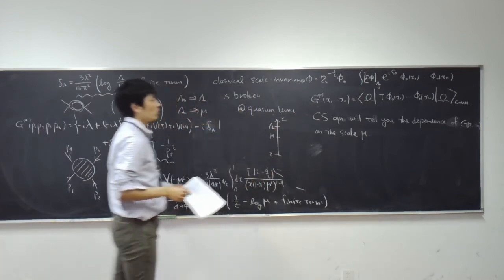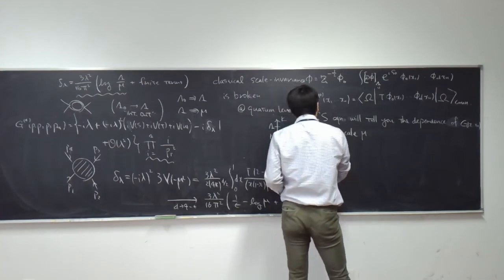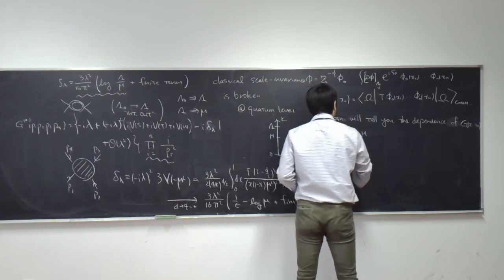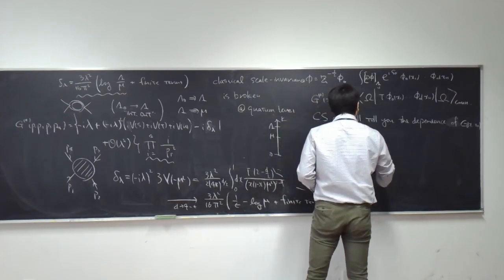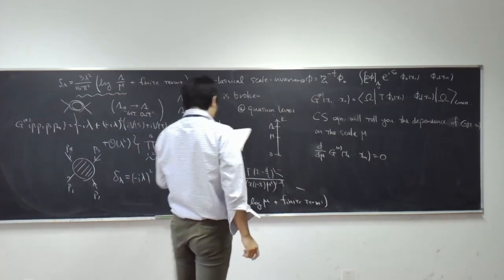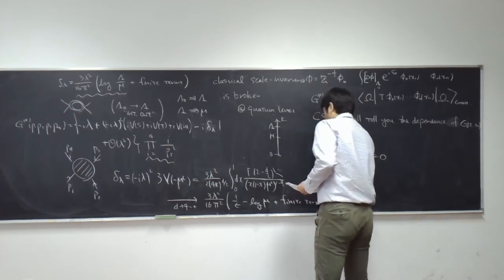We change the notation. So the bare correlator is independent of mu. So you just integrate everything in terms of the bare Lagrangian. So this is equal to zero.